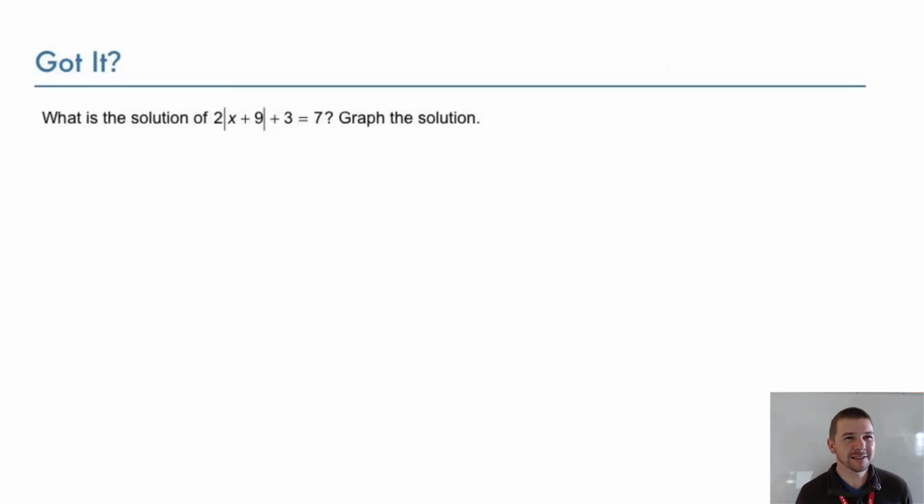Your turn. What is the solution of 2 times the absolute value of x plus 9 plus 3 equals 7? Graph the solution.